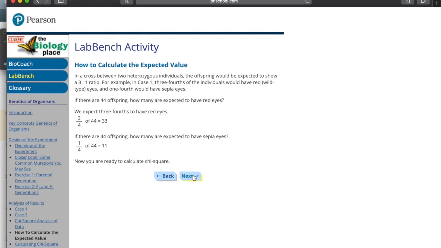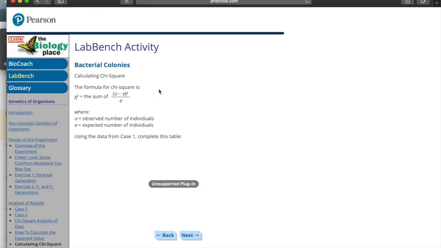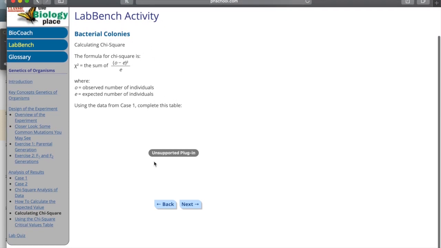And now we have our expected values and we have our observed values from the table before. And now calculating the chi-square, exact same formula that we showed in the lesson before. And if you have this table, if it works on your computer, for some reason it doesn't work on mine, I urge you to fill it out, but we'll skip it for now because it doesn't seem to be working.